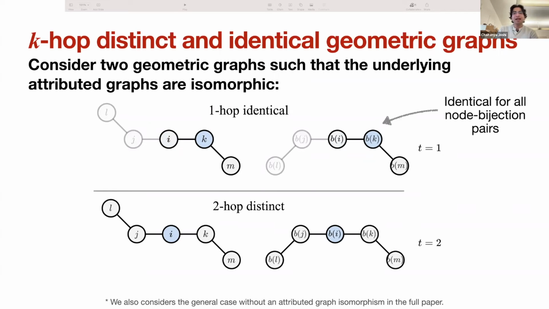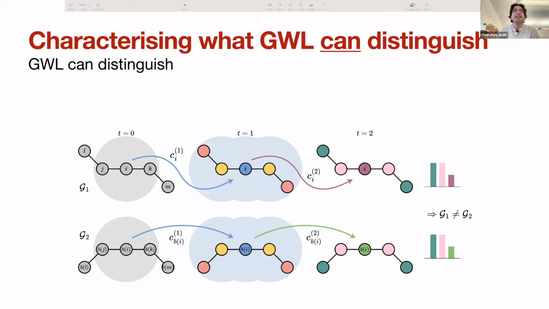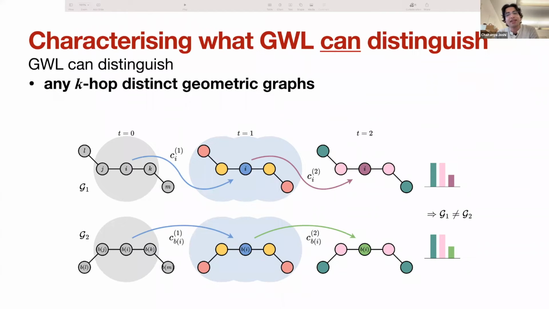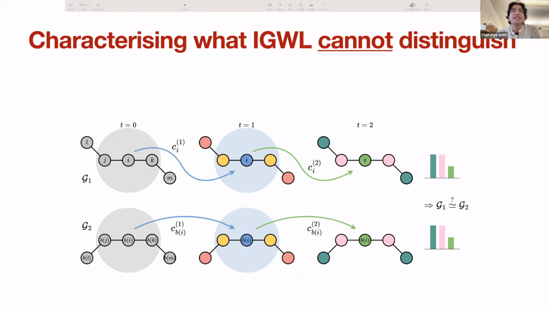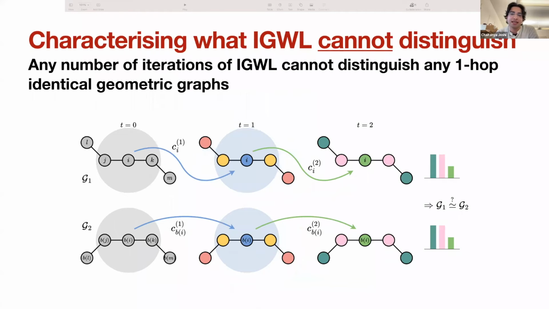And this allows us to precisely say what GWL can distinguish. As we saw in this example, GWL can distinguish these graphs. We can generally say that for any k-hop distinct geometric graphs, k iterations would be sufficient to distinguish them using GWL. And conversely, IGWL cannot distinguish graphs which are one-hop identical, because you cannot propagate geometric information, as we saw in the example previously.